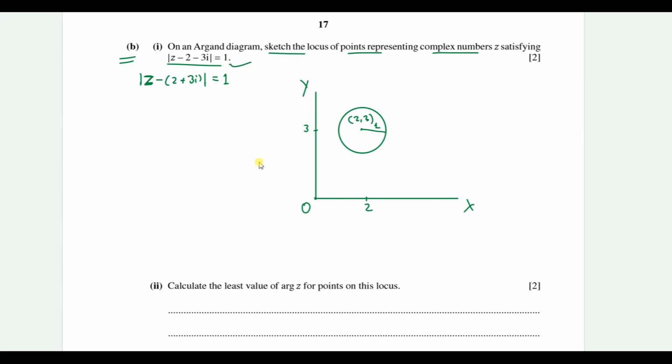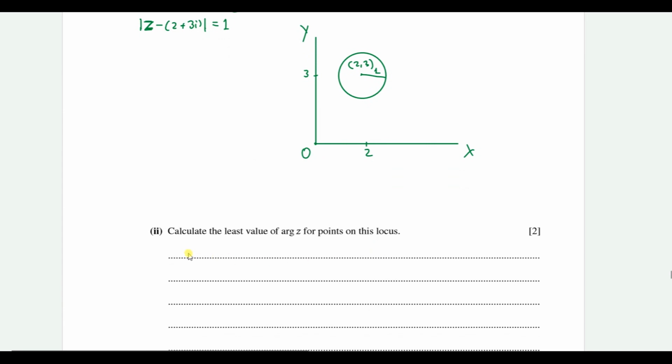And the B part, let's discuss the B part. The question is to calculate the least value of argument z for the points on this locus. So we can see from here directly that it should be this. If you draw a tangent on it, then only this will be the least argument. Otherwise whenever you go anywhere else, it will be more than this.